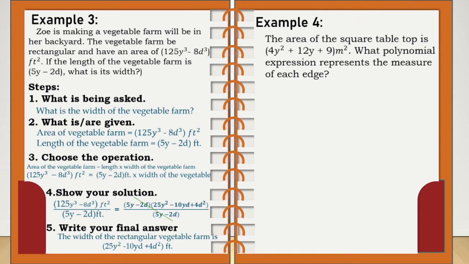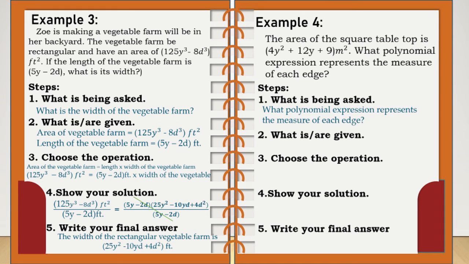Example 4. The area of the square table top is 4y squared plus 12y plus 25 meter squared. What polynomial expression represents the measure of each edge? Step 1. What is being asked? What polynomial expression represents the measure of each edge? Step 2. What are the given? Area of the square table top, 4y squared plus 12y plus 25.